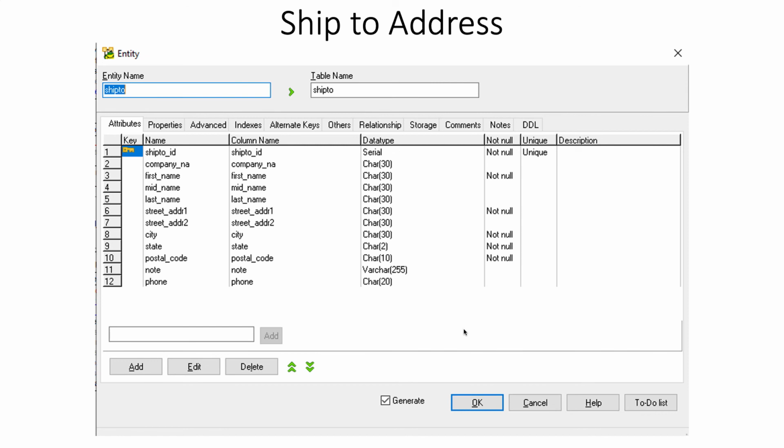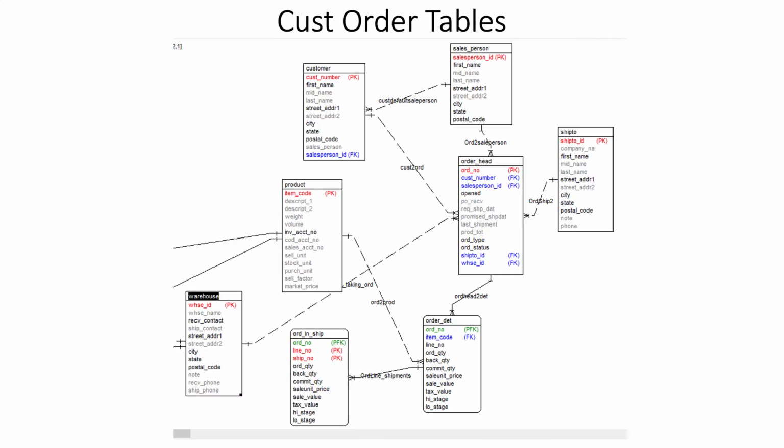Okay, we talked about the ship to address, and the order is going to refer to that, and so we've got something that looks like that. So we've talked about a lot of tables, and what I'm going to try to do now is talk to you about how they would relate. So we have a customer who has a default salesperson. We have the order header, which is tied back to a customer number and who the actual salesperson is, because maybe most of the time Joe sells this customer, but today Kay sold it, and so we have the ability to override that.